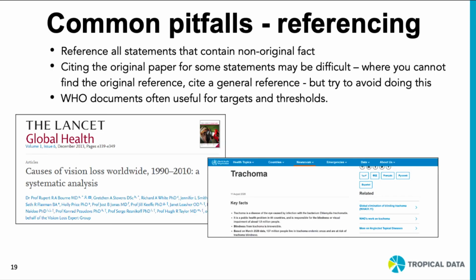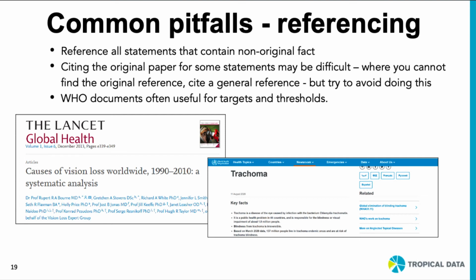The first common pitfall is referencing. You should reference all statements that contain non-original fact. Citing the original paper for some statements may be difficult. Where you cannot find the original reference, cite a general reference, but try to avoid doing this if possible. For example, the statement "trachoma is the leading infectious cause of blindness" is a broad statement, and it would be fine to use a number of general references here, including WHO fact sheets or general publications that discuss trachoma.